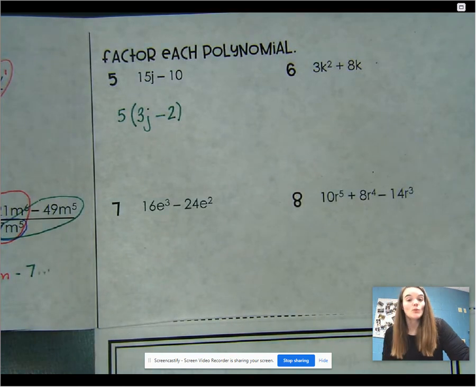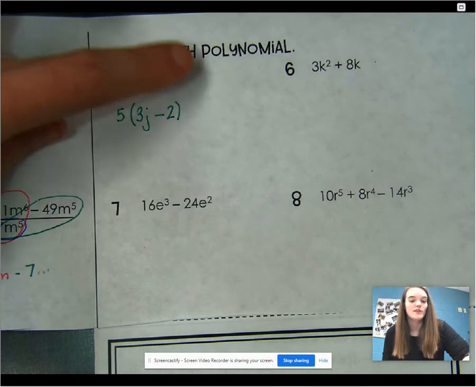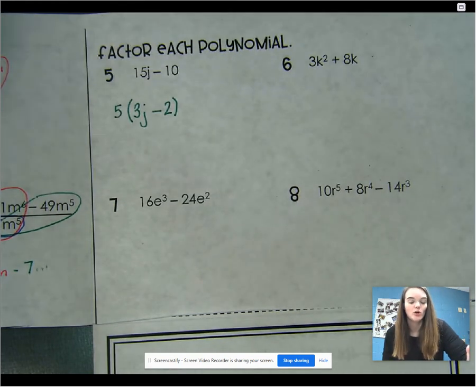Now, we normally have to pull out a number and a variable. We are not pulling out a variable for number 5 because both of them did not have the same variable. We have to make sure it's the same variable.